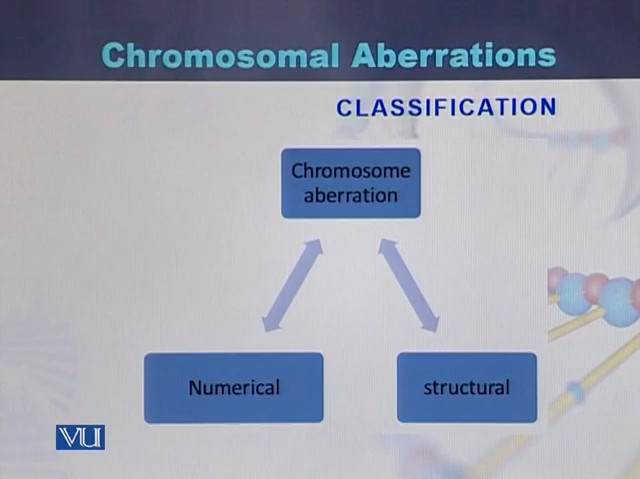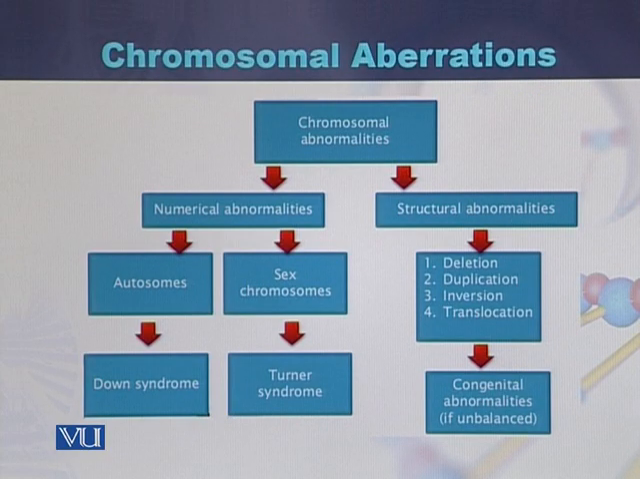If we classify the chromosomal aberrations, they can be classified into numerical aberrations as well as structural aberrations. Chromosomal abnormalities are of two types: numerical abnormalities as well as structural abnormalities. In the case of numerical abnormalities, there can be any change in the number of chromosomes of the autosomes or a change in the number of chromosomes of the sex chromosomes.